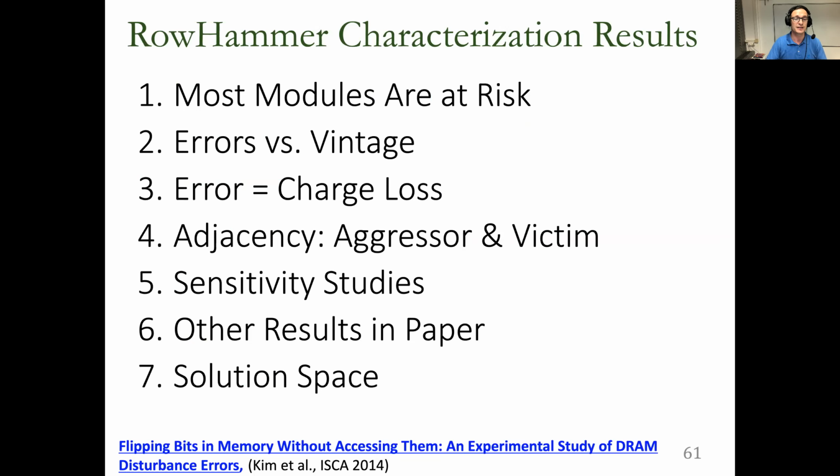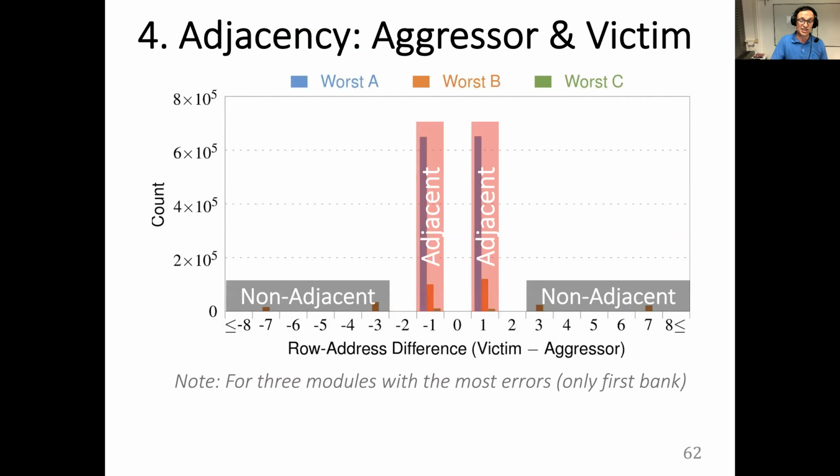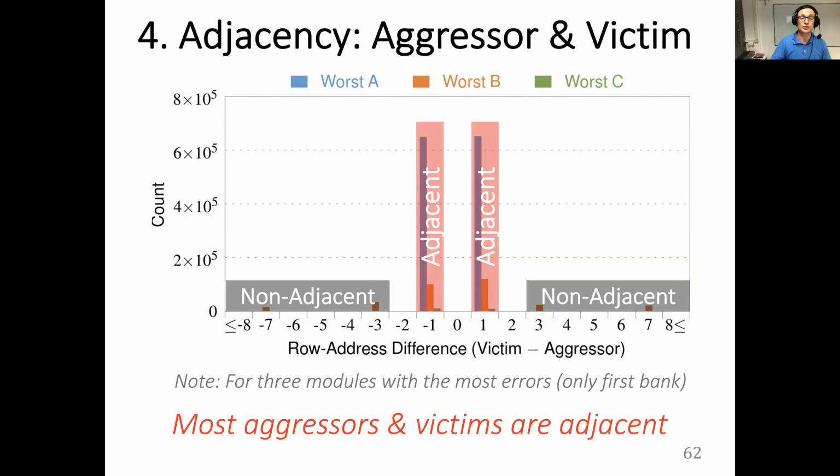Most modules are at risk. We talked about that. This is a technology scaling problem. Error is correlated with charge loss. And aggressor and victim rows are actually adjacent to each other. Some of them don't look adjacent to each other because there's some internal row address remapping that happens in DRAM chips due to fault tolerance purposes. And this is not exposed to the memory controller. As a result, solutions that are implemented in the memory controller need to think about the adjacency of a hammered row and a victim row, because the memory controller doesn't know the physical adjacency of these rows, whereas DRAM chip designers know that information.